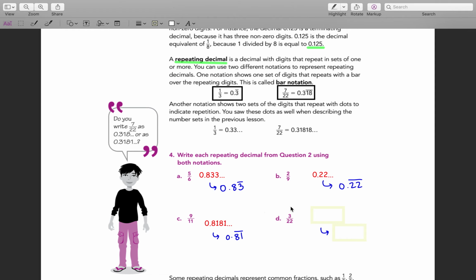For D, it's 3/22, which is 0.13636 and so on. Notice how this 1 is not being repeated. It was just there for the first, the 10th digit. And so we would just put 0.136 with the bar on top of 3 and 6.